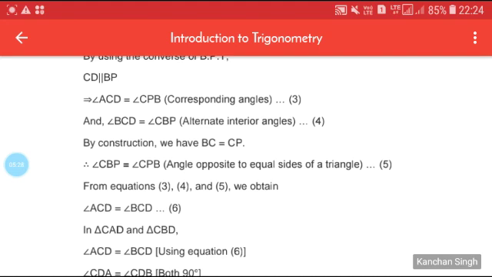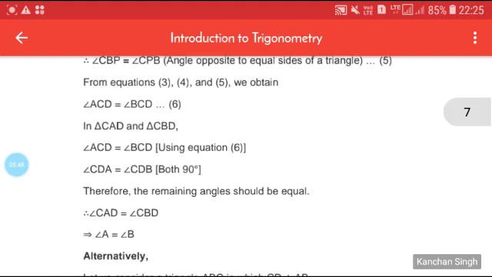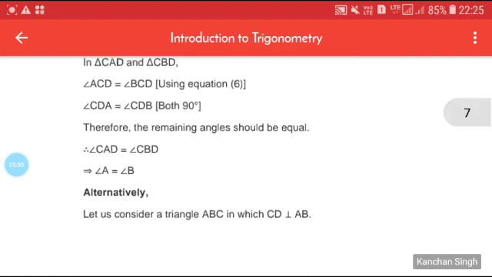So we can say that angle CBP is equal to angle CPB. Angles opposite to equal sides of a triangle are equal. So from 3, 4 and 5, angle ACD is equal to angle BCD, and in triangle CAD and triangle CBD, angle C is equal to angle C, common, and angle D is equal to angle D, both 90. Therefore, the remaining angles should be equal, and we can say angle A is equal to angle B. See, there are other methods also to solve. So, whatever method you feel comfortable with, you use that method.